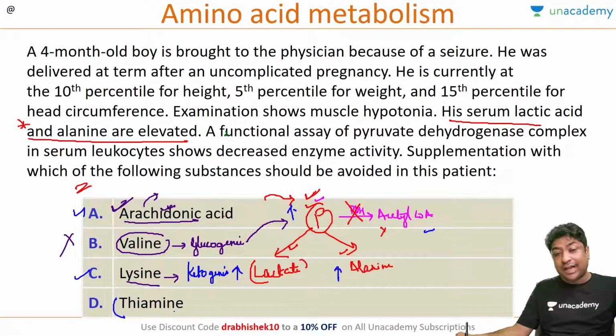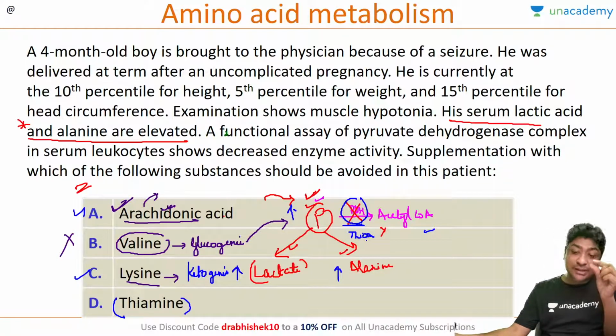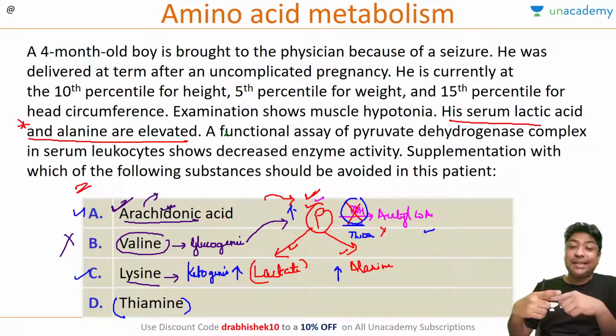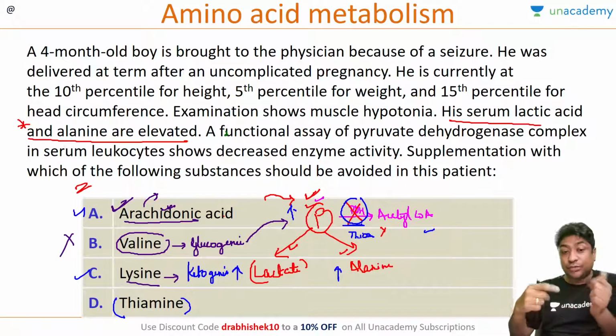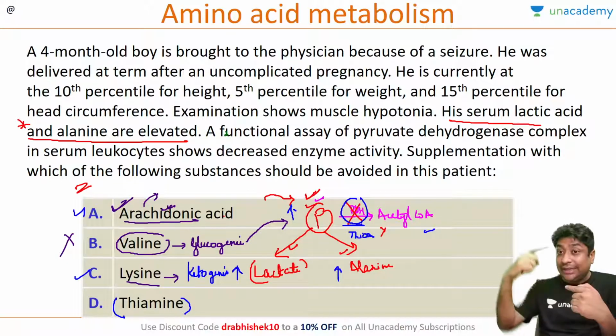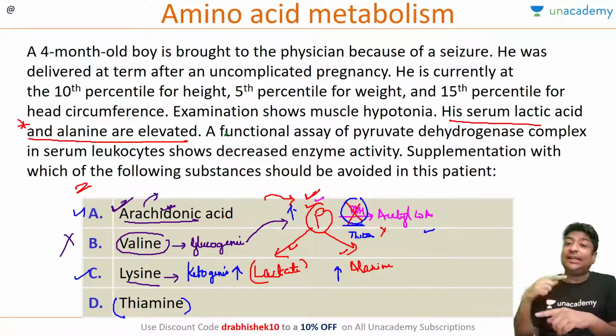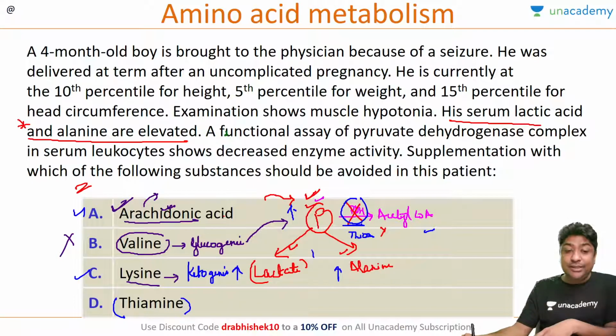When we talk about thiamine, we understand that this reaction is slowed down. But when we give a cofactor for any reaction, even if the enzyme is less in quantity, the enzyme activity will be enhanced because of the cofactor. A cofactor does not decrease the rate of the reaction, it increases the rate of the reaction. So thiamine supplementation actually is a must for this patient. The only thing that should be avoided is valine.